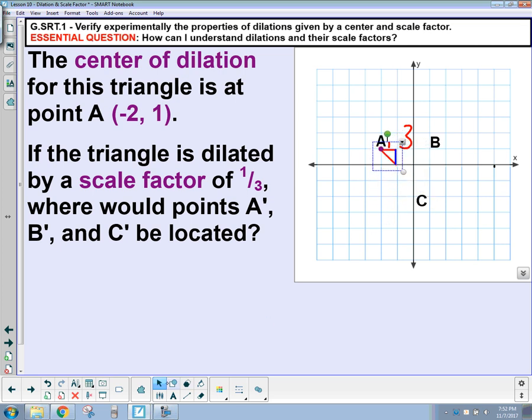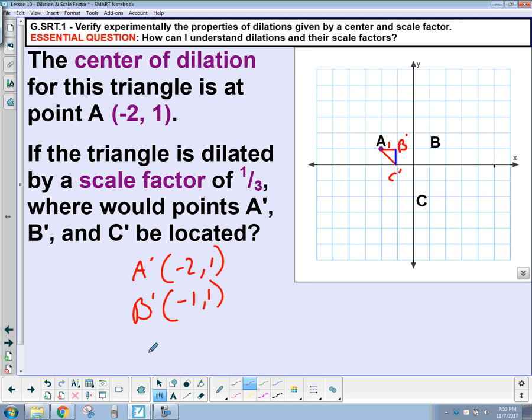And they want the new coordinates. So again, A did not move because it's the center of dilation. B, on the other hand, and let's get this giant 3 out of the way, because now this is B prime. This is C prime. So B prime is back 1, up 1. So negative 1, 1. C prime, negative 1, 0. Boom. Easy peasy.